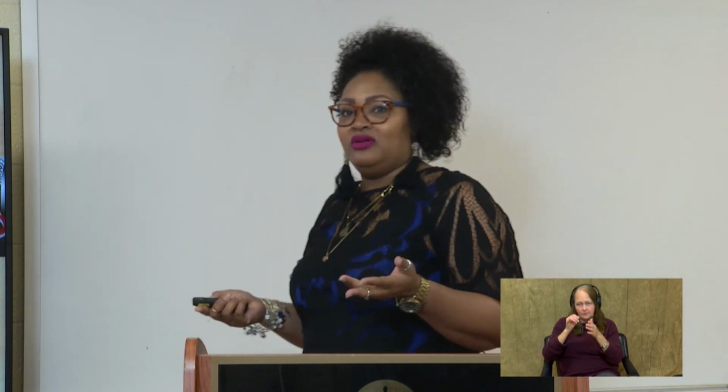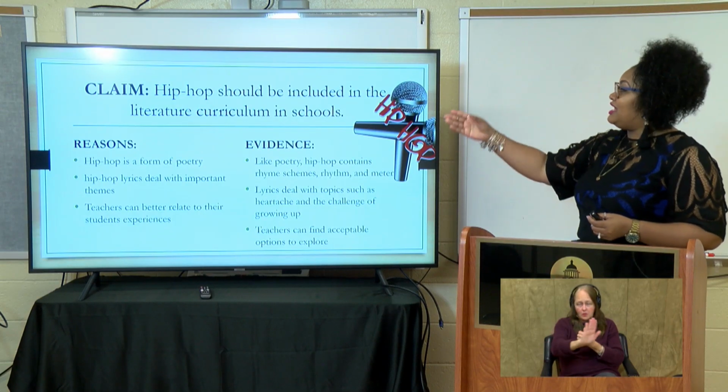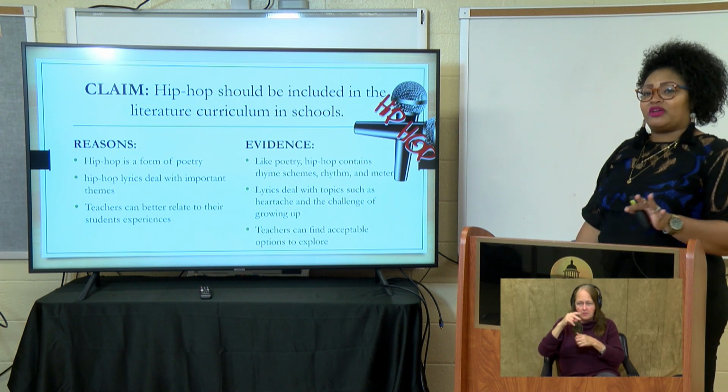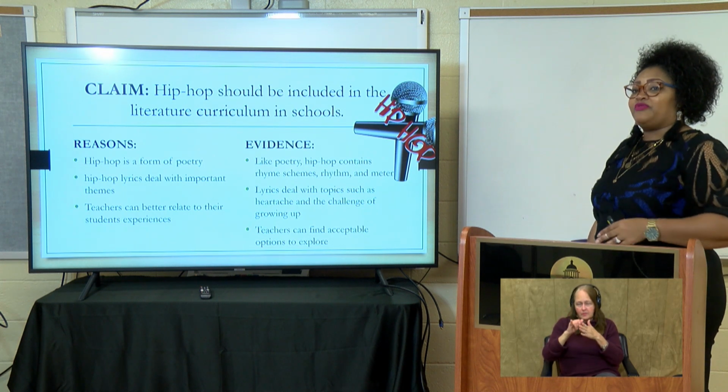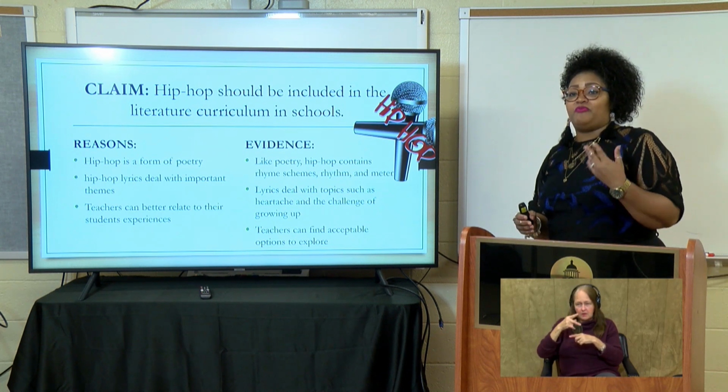In other words, everything that we do in our language arts and reading classes, we're analyzing the text. We're breaking it down for, yes, a deeper understanding. So this is awesome because we can really break that text down. Now, in general, here's our claim. Her claim was that hip hop should be included in the literature curriculum in schools. She gave 3 reasons. Her first reason was that hip hop is a form of poetry.